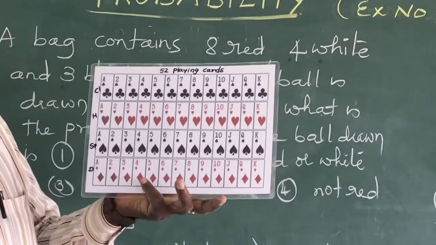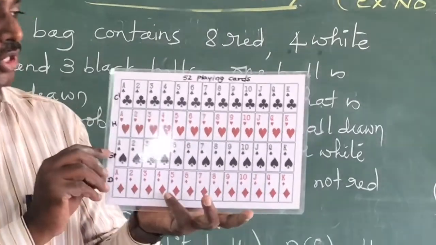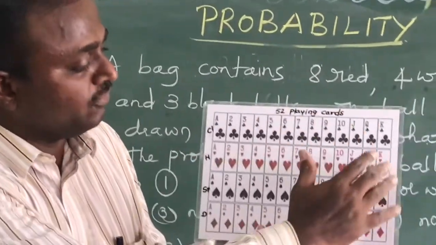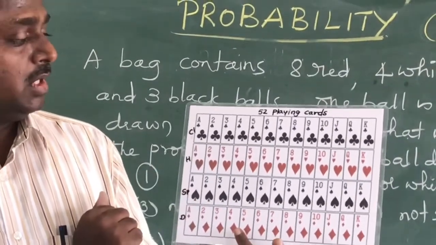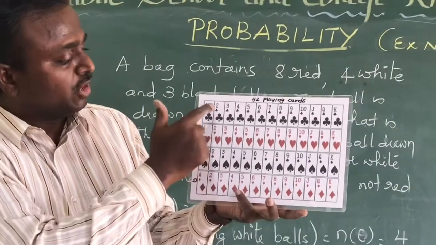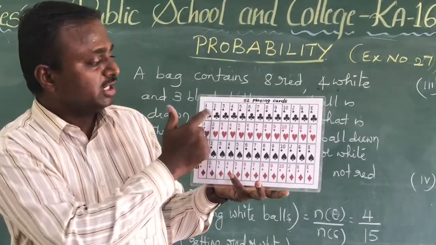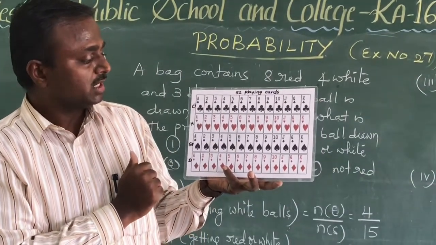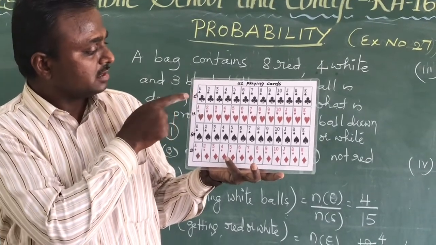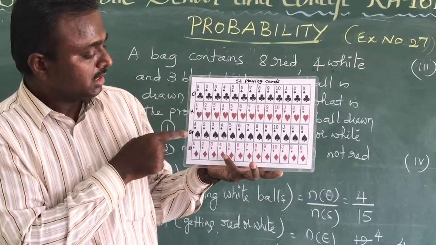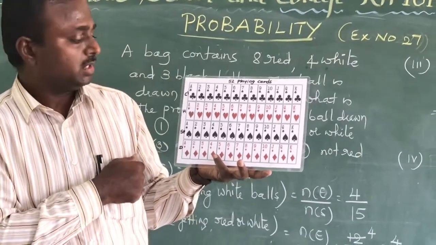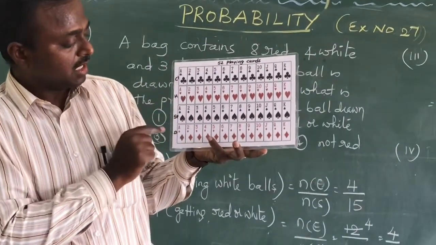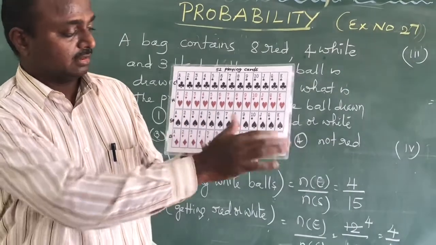So now we are moving to the next question related to playing cards. Before going to that question, I want to explain about the playing cards. Totally there are 52 playing cards. The 52 playing cards are divided into 4 parts, isn't it? Each suit consists of 13 cards, and the suits are named club, heart, spades, diamonds. Club and spades are black in color. Heart and diamonds are red in color.